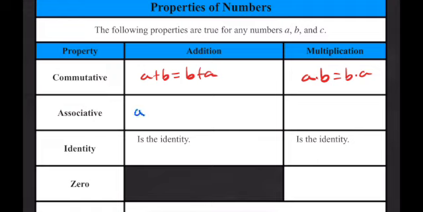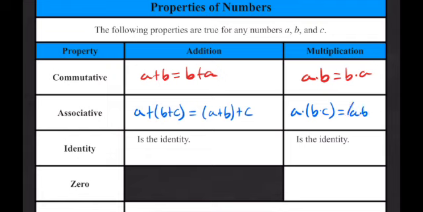Associative property. If we have a plus parentheses b plus c, this is the same thing as saying if we did a plus b plus c. It does not matter which ones we associate with each other first. Multiplication is very similar. A times b times c. Does not matter if we do the b times c first or if we do the a times b first. Does not matter how we associate these.